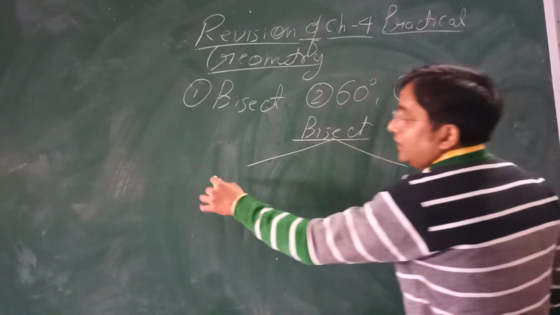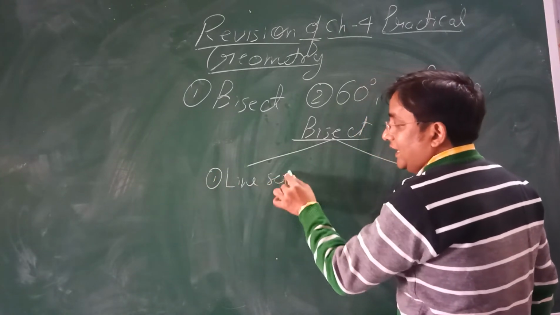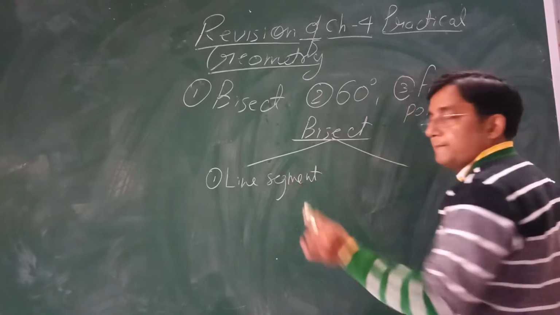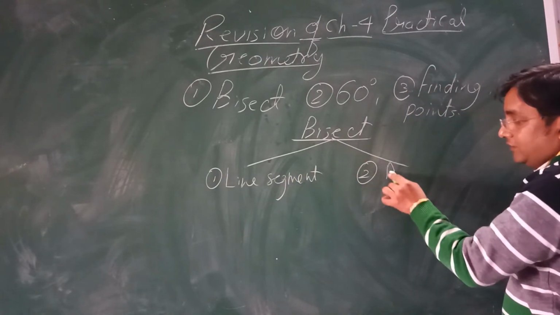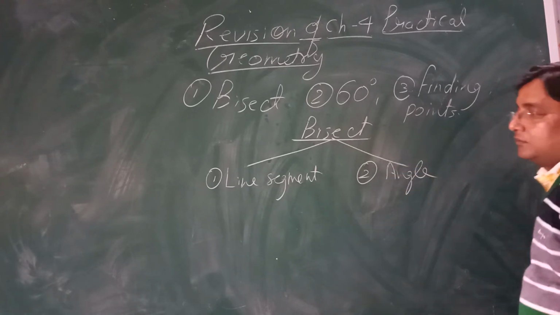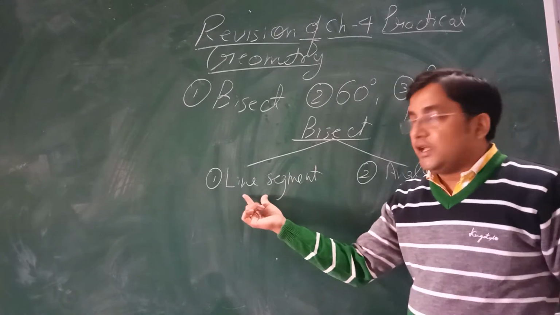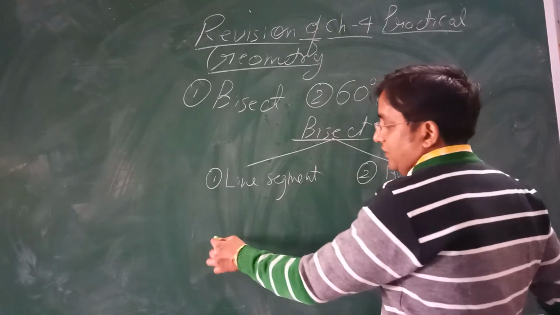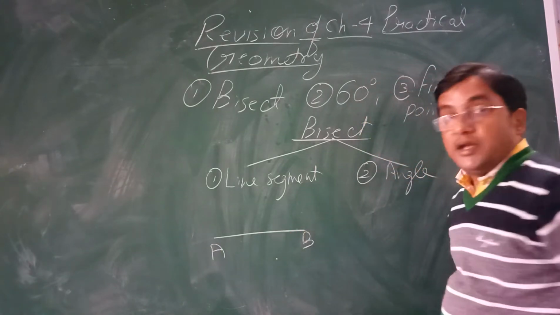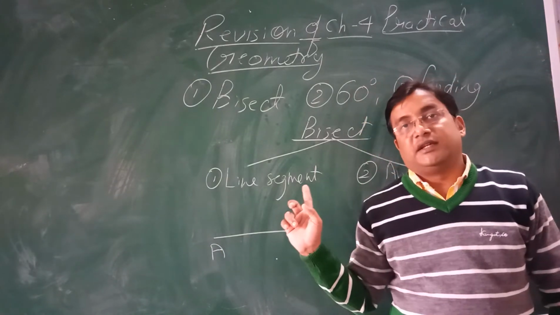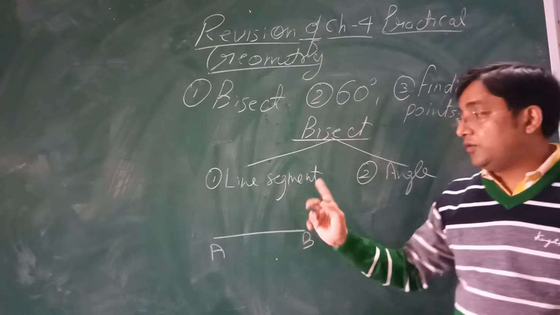One is a line segment and the other is an angle. These two things we bisect. Let us discuss one by one. If you have to bisect a line segment, let us take a line segment of any length. Remember, whenever we bisect anything, we always look for the corner point.